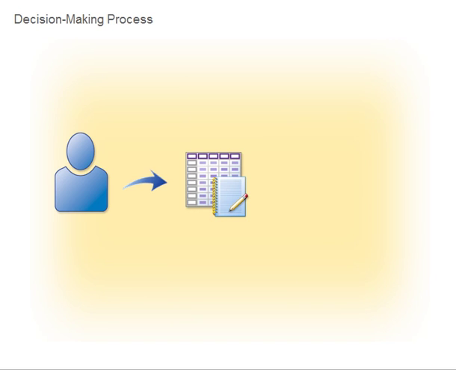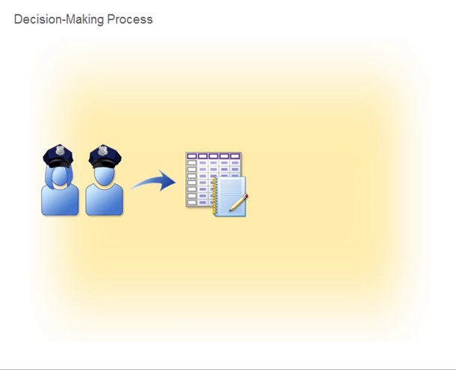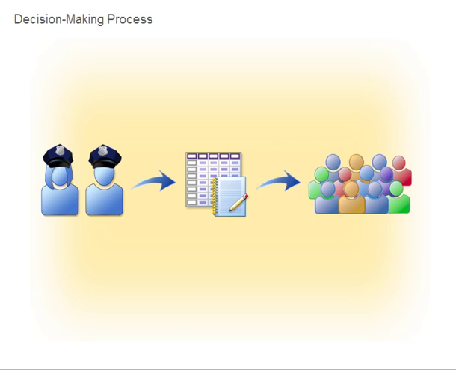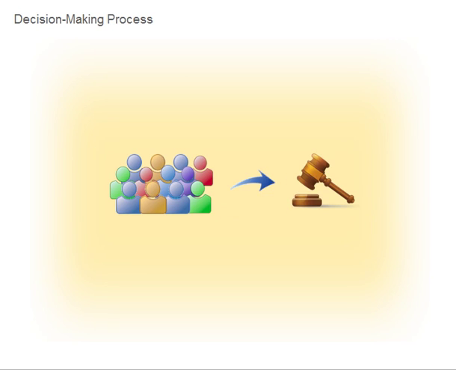Next, you gather your data. In this case, the police and investigators collect evidence. Lawyers present the evidence to the jury. Finally, the jury makes a judgment using a decision rule. If the evidence is sufficiently strong, the jury rejects the null hypothesis that the defendant is not guilty.